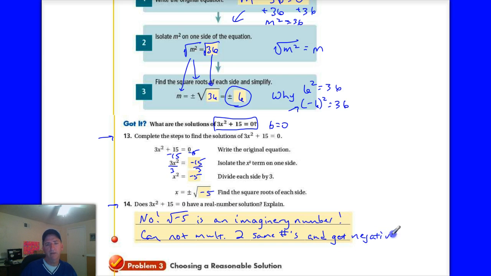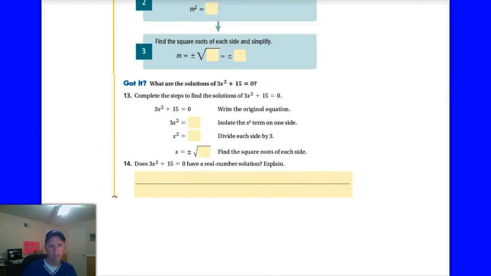Okay, so what we found here is some kind of graph that looked like that. It never crosses the x-axis, so there's no solution to it. Here we can prove it with math without graphing it. Okay, easy. All right, super simple stuff.